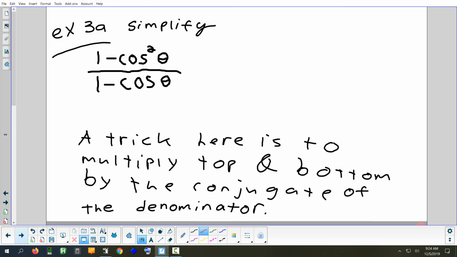Last time we saw this trick is when we had problems like this. We had to divide by a complex number. We multiplied top and bottom by the conjugate. The conjugate in that red problem is 4 minus i. The conjugate in this black problem is 1 plus cosine. It's just when you change the sign of what's in the middle.